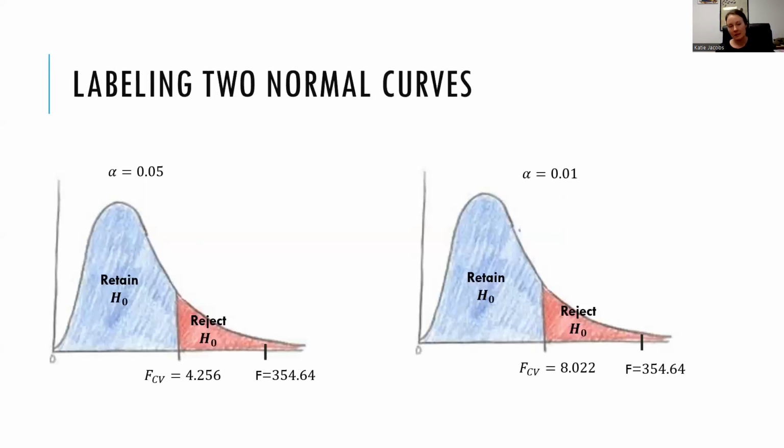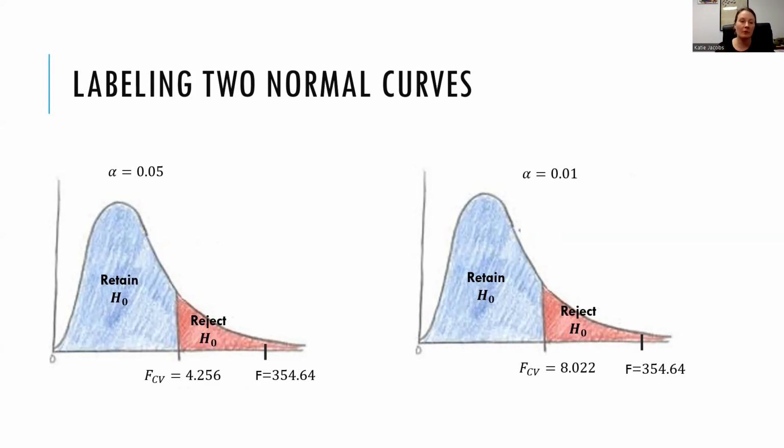So this is what it looks like. You'll see here we have our two normal curves. One's for alpha level 0.05, one is for alpha level 0.01. We have to label both of our regions. We have our retain the null hypothesis region, and we have our reject the null hypothesis region. We have our critical value, which is the boundary that separates the two decisions that we can make. We remember that our F test statistic value, the one that we calculated in step 4, we have to label as well. And it has to go beyond our critical value in order for us to have significant results.